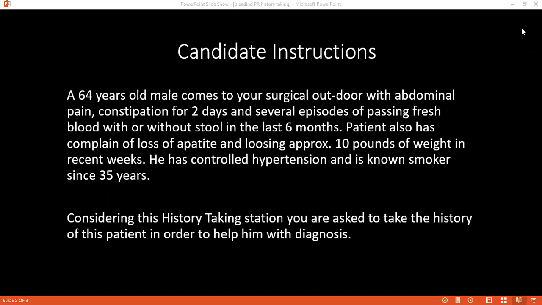I will enter the room and wash my hands. Hello, how are you today? I'm good. I'm Dr. Muhammad, one of the surgical doctors. So I have been asked to ask you some questions related to your condition. Are you okay with that?